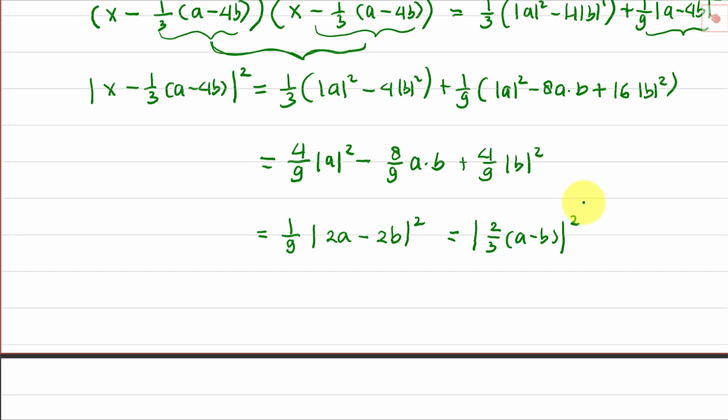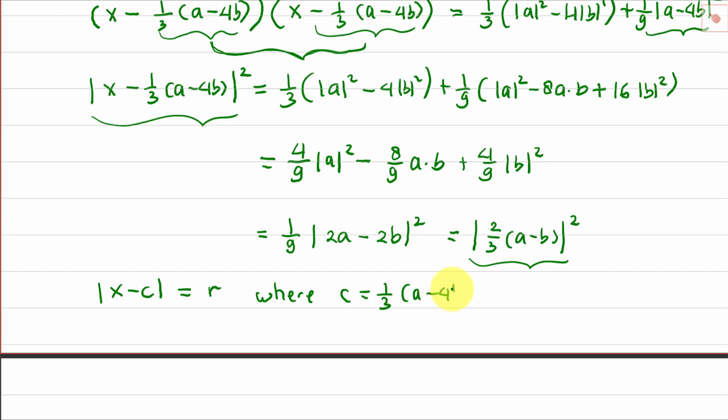So therefore the c that we are looking for, so this will turn into x. So both sides are a square of something, and both of them are non-negative. I mean, it is the square of a non-negative expression. So when we take the square root, then we have x minus c is equal to r, where the center is exactly this number. It's 1/3 (a minus 4b). And then the r is equal to 2/3 of a minus b.